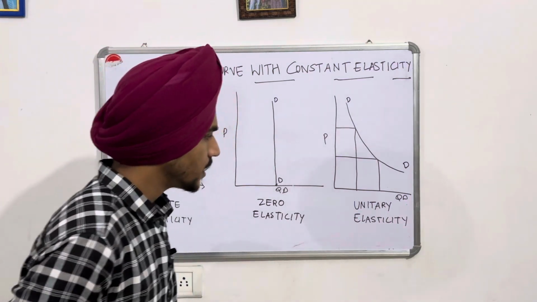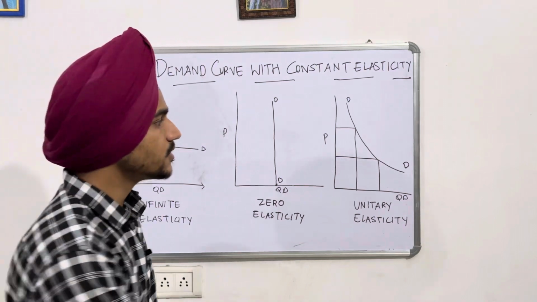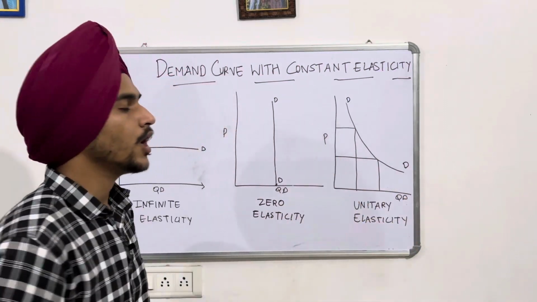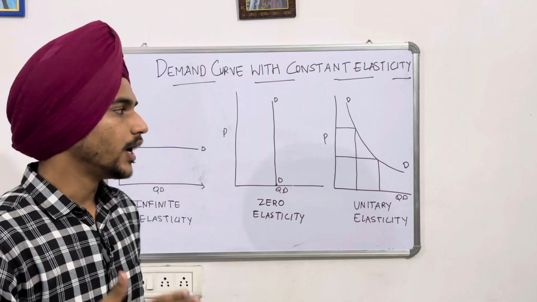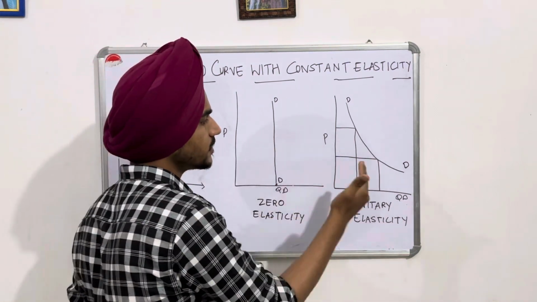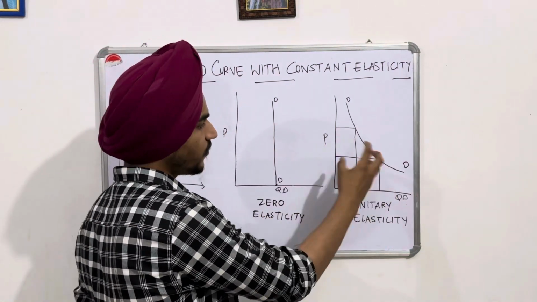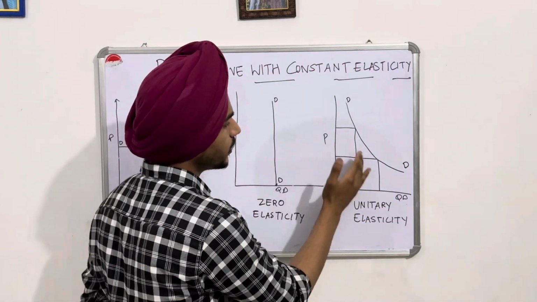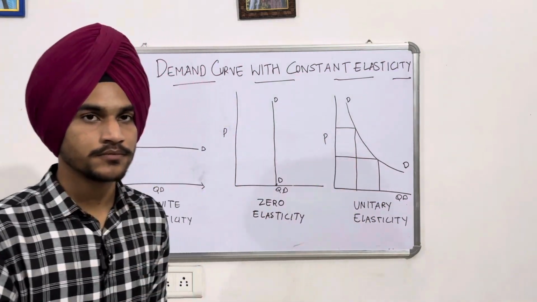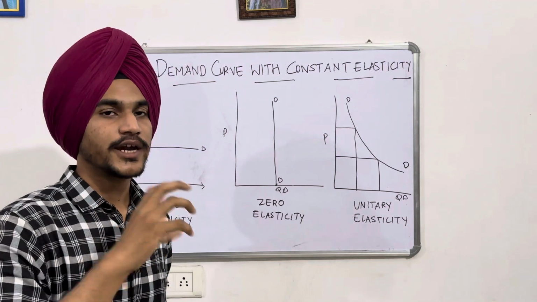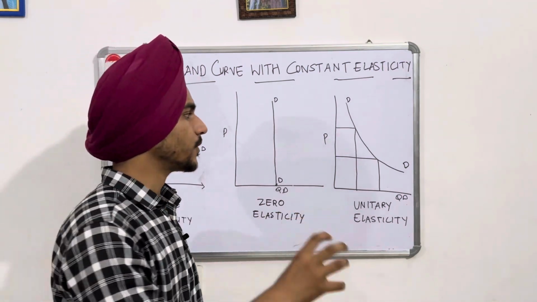In the third case, there is unitary elasticity. This is the rectangular hyperbola. What is rectangular hyperbola? It is a curve under which all the rectangles are same. All the rectangles have same area.